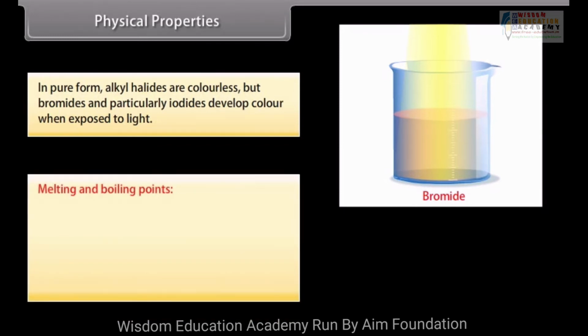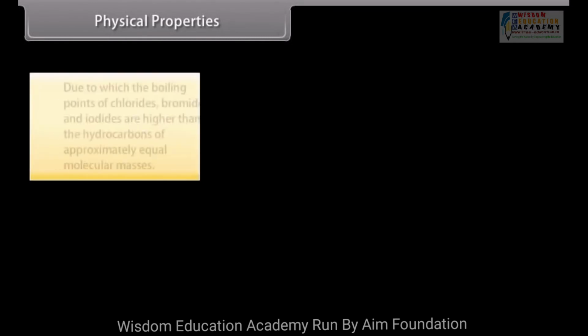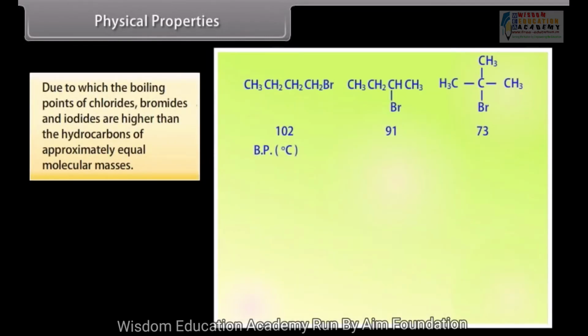Melting and boiling points. Due to the polar nature and high molecular masses as compared to the corresponding hydrocarbons, the intermolecular forces of attraction, that is dipole-dipole and van der Waals forces, are stronger in the organic halogen compounds, due to which the boiling points of chlorides, bromides and iodides are higher than the hydrocarbons of approximately equal molecular mass.